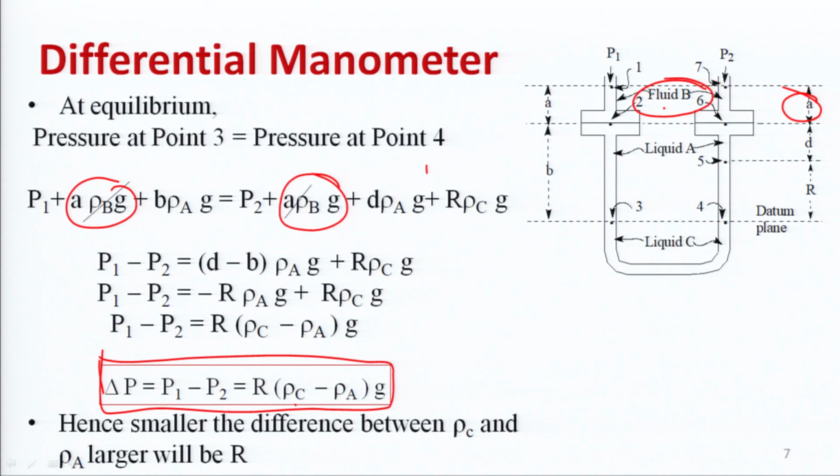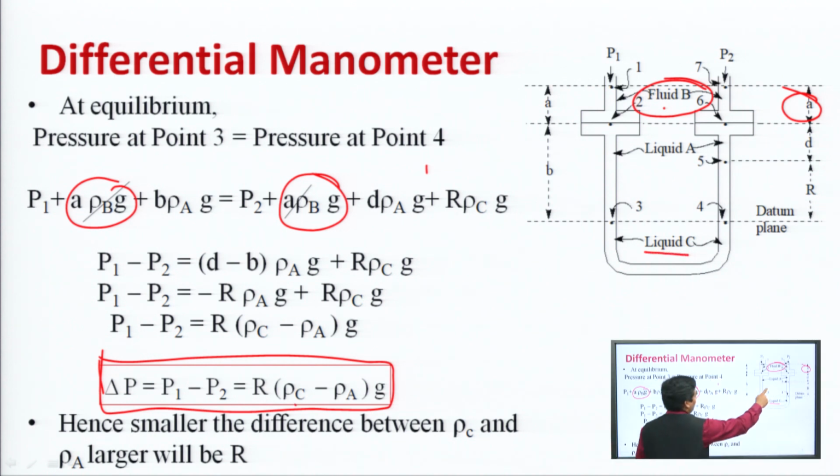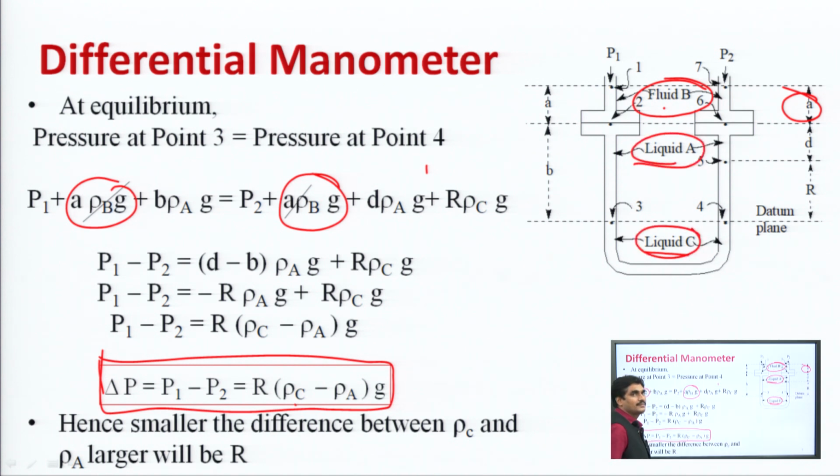So, rho c is the density of liquid C, and rho a is the density of liquid A. That is why it is called a two fluid U tube manometer. Hence, even if the difference in densities is very small, the change in pressure can be measured with the help of differential manometers.